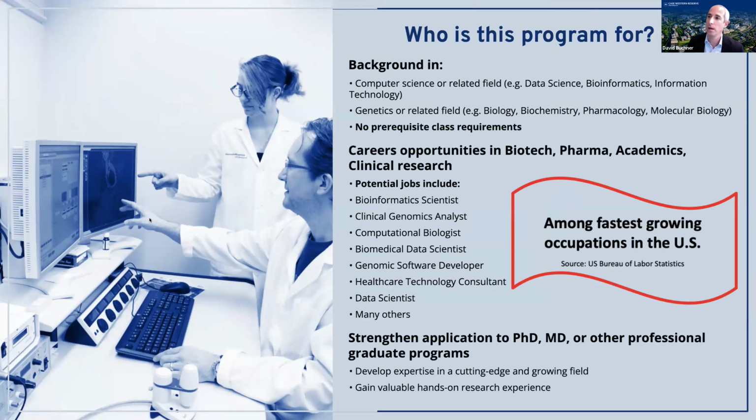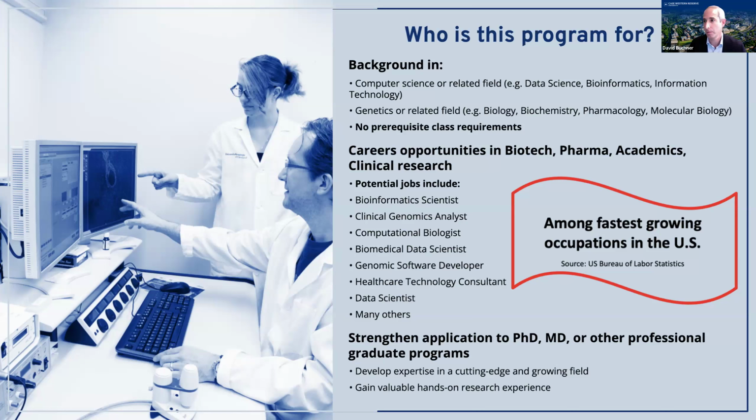So who is the program for? We generally designed it for people with a background in either computer science or a related field, things like data science, bioinformatics, or with a background in genetics or a related field, so biology, biochemistry, molecular biology, different things like that. Importantly, there are no prerequisite class requirements because we understand people are going to be coming in from different backgrounds. Some will come with computer science backgrounds, some will come with genetics backgrounds, and that's okay. Whichever background you come in, we will be able to teach you the coding and the genetics and the genomics, regardless of your background. And so there's no prerequisite class requirements.